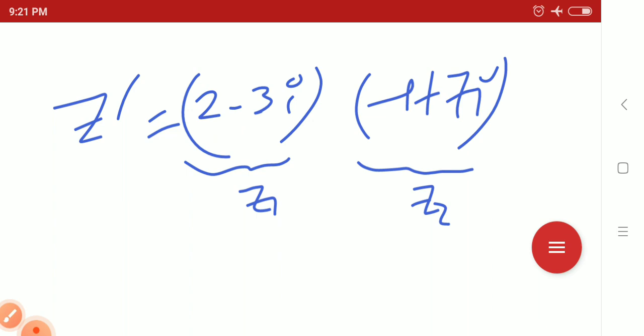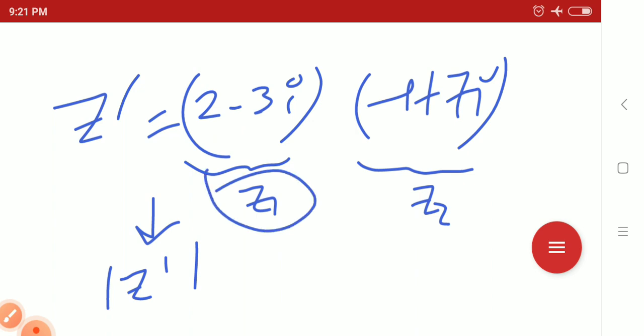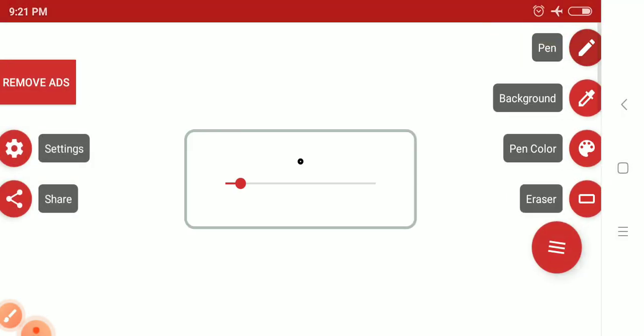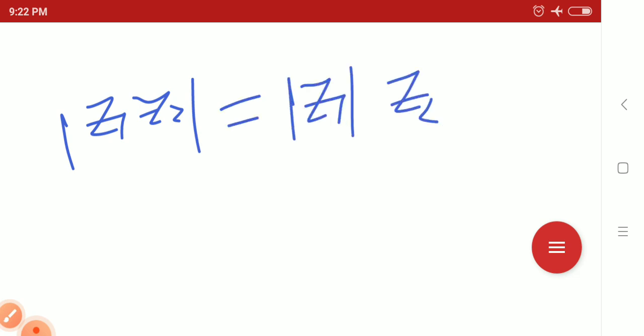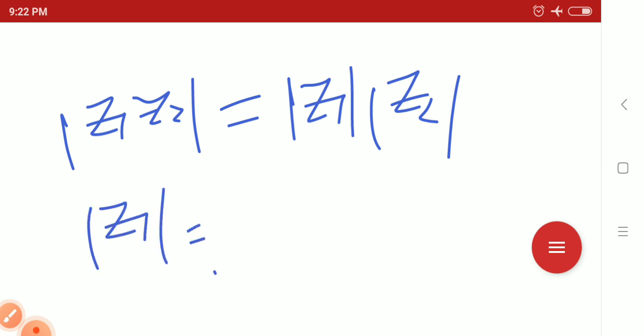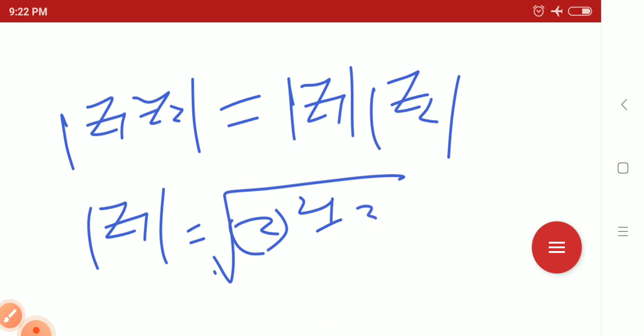Someone is asking you to obtain the modulus of this complex number. Then how will you do it? It is a complex number z1, and it is another complex number z2. Now apply the properties of the complex number. The property is mod of z1 z2 equals mod of z1 into mod of z2. Now mod of z1 equals what? Mod of z1 is for 2 minus 3i, that means 2 square plus 3 square, that means root 13.